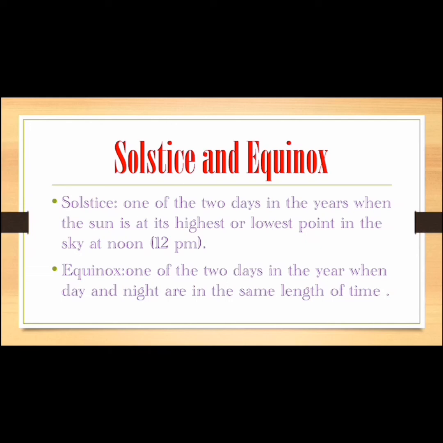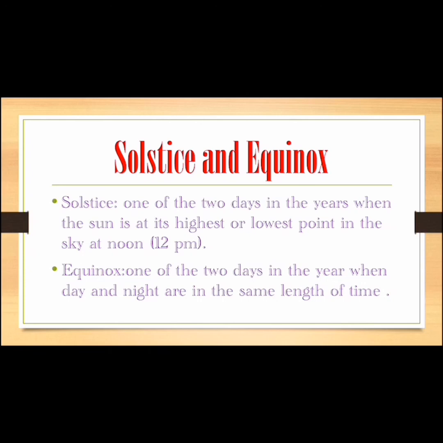Solstice: one of the two days in the year when the sun is at the highest or the lowest point in the sky at noon, 12 pm. So it means that either of the two times in a year, that is summer solstice and winter solstice, when the sun reaches its highest or the lowest point in the sky at noon, marked by the longest and shortest days.